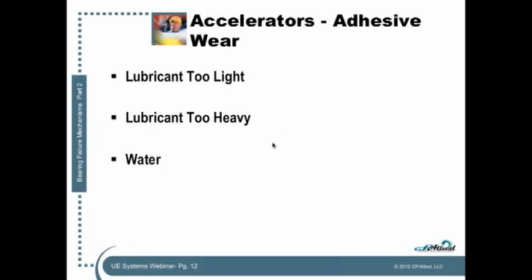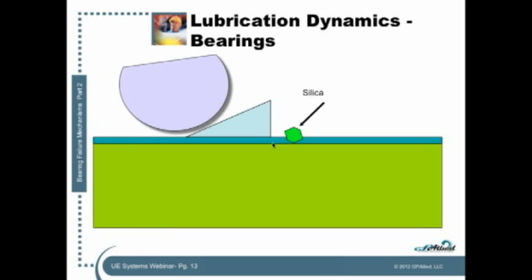So things that we can do that accelerate this type of wear, called adhesive wear, is we can put too light a grease or oil in there, or too heavy a grease or oil in there, or of course water, that makes the lubricant wedge impossible to form, and we wind up getting the roller riding directly on the race, which is a no-no in the bearing world.